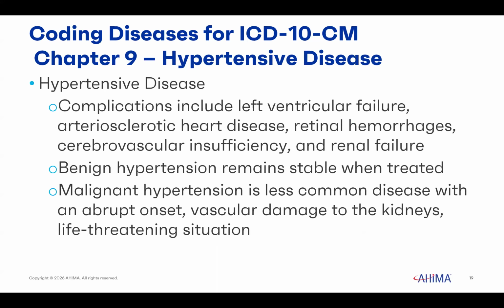With hypertensive disease, we can have complications. These include left ventricular failure, arteriosclerotic heart disease, retinal hemorrhages, cerebral vascular insufficiency, and renal failure. Benign hypertension remains stable when treated. A term you see sometimes is malignant hypertension. This is a less common disease with an abrupt onset, resulting in vascular damage to the kidneys and a life-threatening situation.